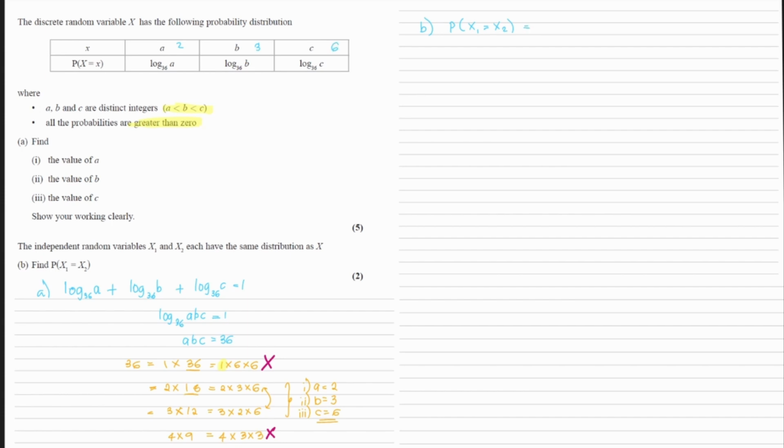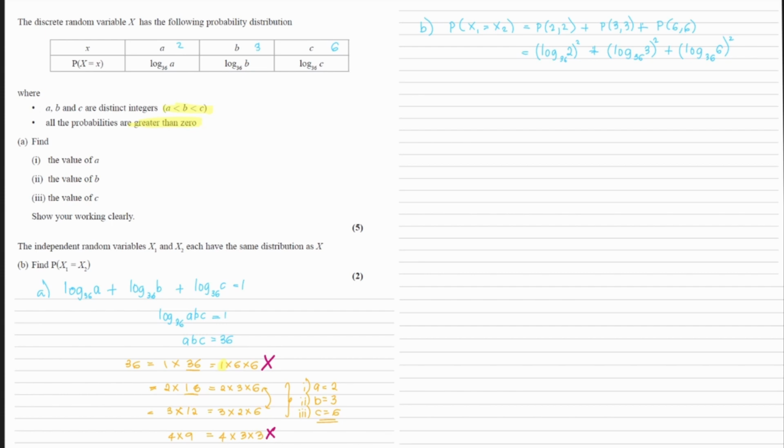This means that we are looking for the probability that both are going to be the same variables. So we are looking for the probability of getting a 2 and a 2, or a probability of getting 3 and 3, or the probability of getting a 6 and a 6. Our log of 2 base 36, we're going to square that because we're looking for 2 and 2. We're going to add it to log 3 base 36 and square that as well, plus log 6 base 36 and square that as well.